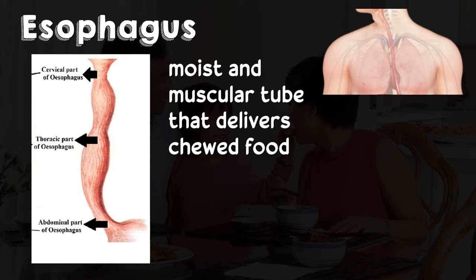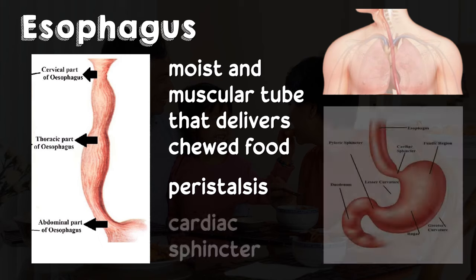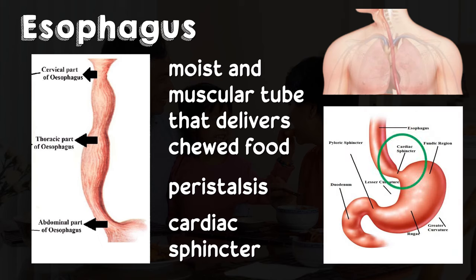From the mouth, the food that we ate will be pushed down the food tube by a series of wave-like contractions of the muscles of the esophagus. This muscular activity is called peristalsis. Near the end of the esophagus, makikita natin ang cardiac sphincter. Ito siya. The cardiac sphincter is a circular muscle valve at the upper end of the stomach, and it relaxes to allow the food from the esophagus to enter the stomach.